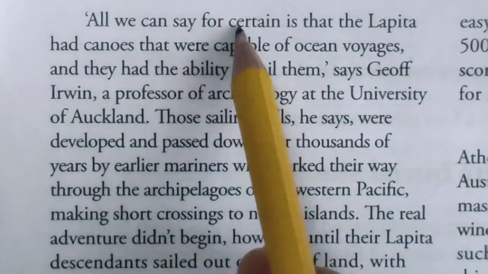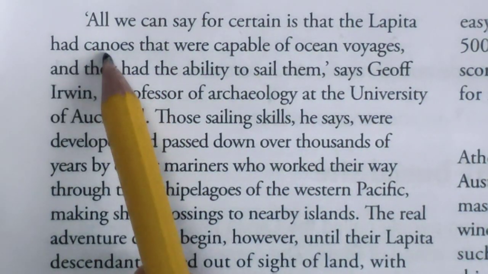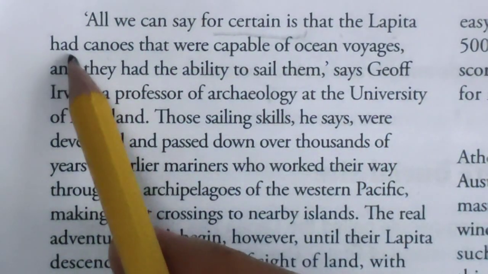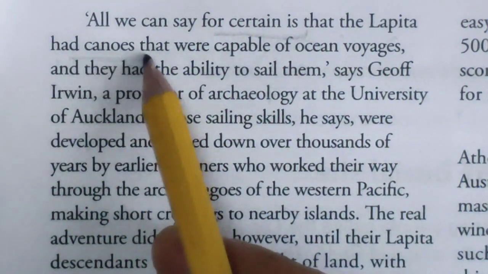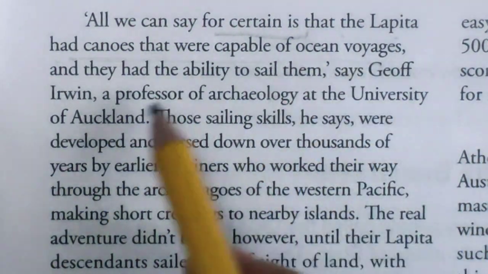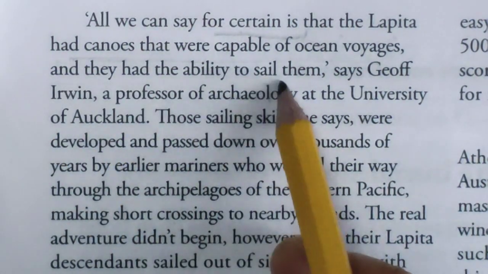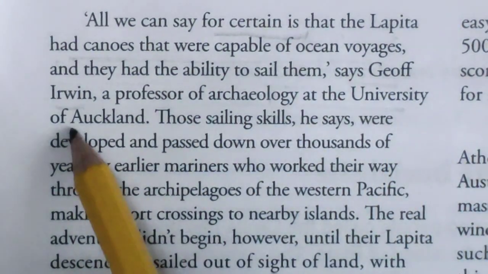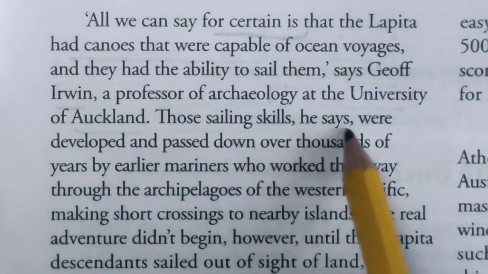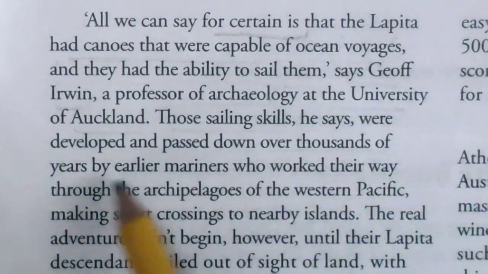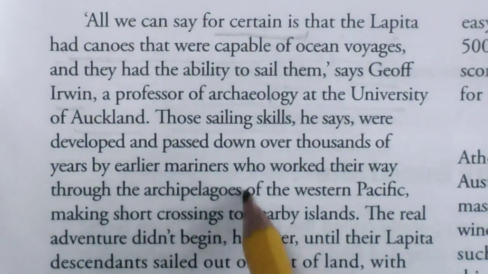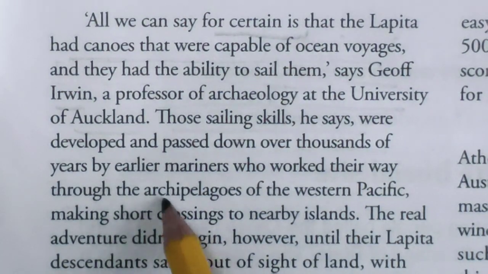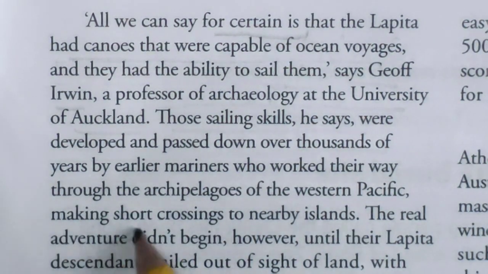All we can say for certain is that Lapita had canoes capable of ocean voyages. They had the ability to sail them, says Geoff Irwin, a professor of archaeology at the University of Auckland. Those sailing skills, he says, were developed and passed down over thousands of years by earlier mariners who worked their way through the archipelagos of the Western Pacific, making short crossings.